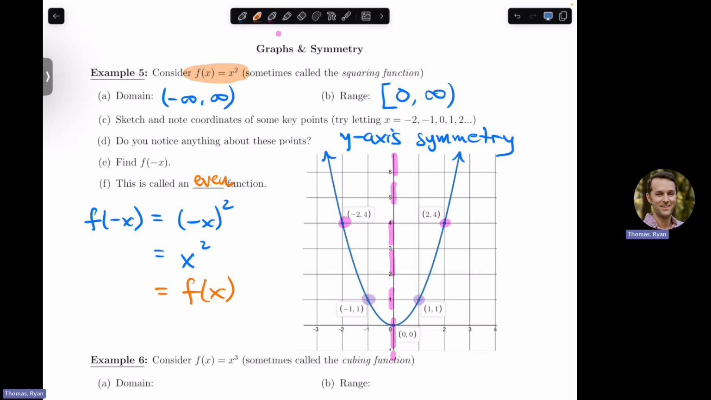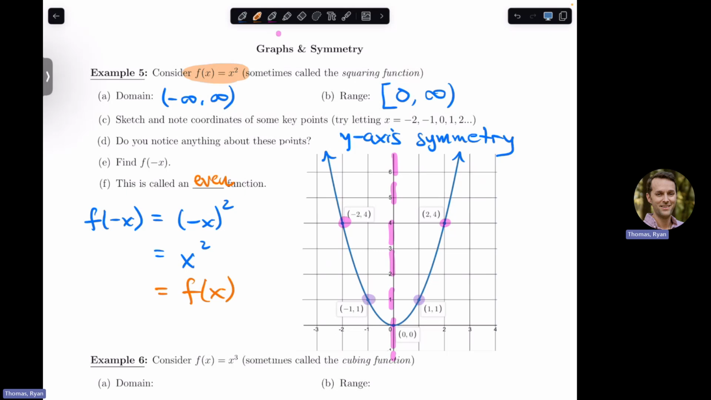Things like x squared, x to the 4th, x to the 6th, x to the 12th. Notice all the powers I just said are even numbers. Those have this same property. There are other things that do as well, but that's a way to kind of keep track of the even thing. X squared is a good example. It's an even function. It has y-axis symmetry.